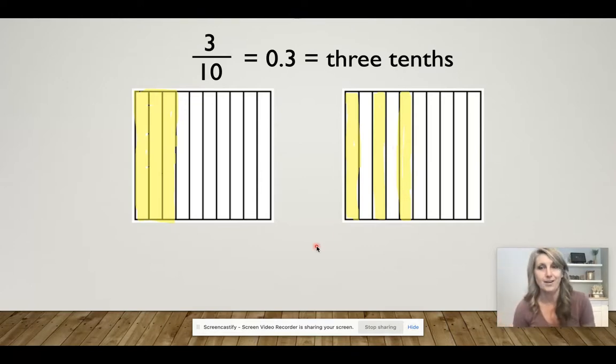So let's have you try it on your own. Grab those printouts, and I want you now to shade in for me 5/10. Go ahead and do that.